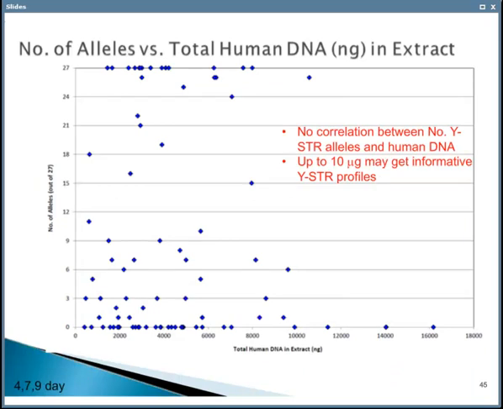Now, what about the number of alleles versus total human DNA? Well, of course, total human DNA will comprise mostly female in these samples, because we know the quantity of male is a nanogram or so, and we're dealing with microgram quantities of DNA, so the rest is female. You can see there's no correlation between the Y-STR alleles and human DNA. Nevertheless, if you look at the 10 micrograms of total human DNA, you still get some very highly informative profiles.